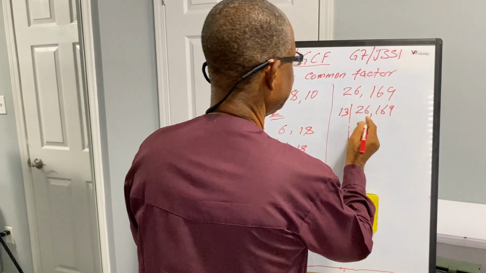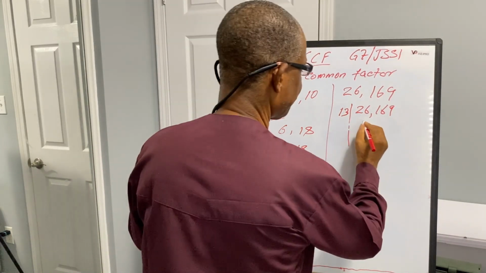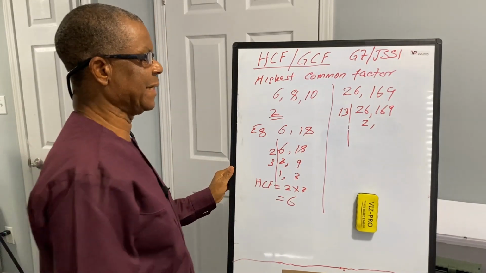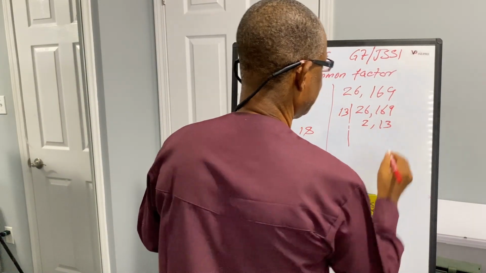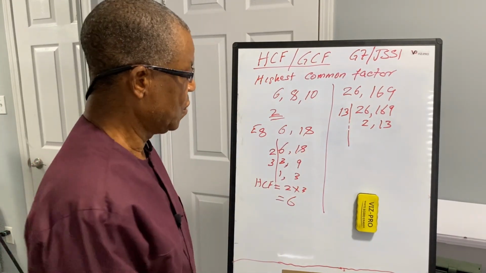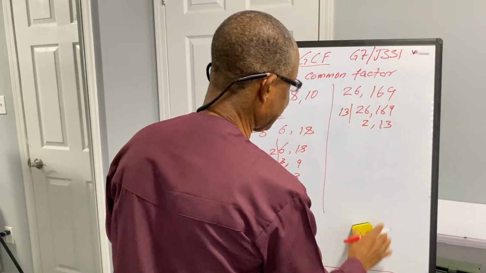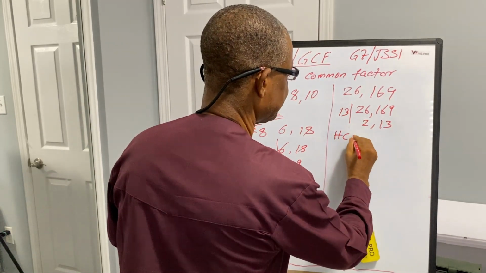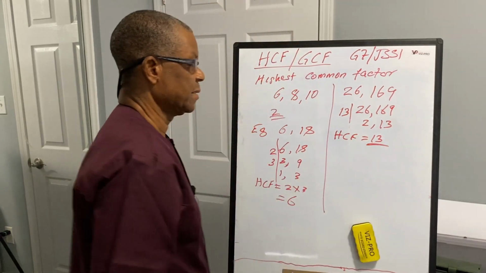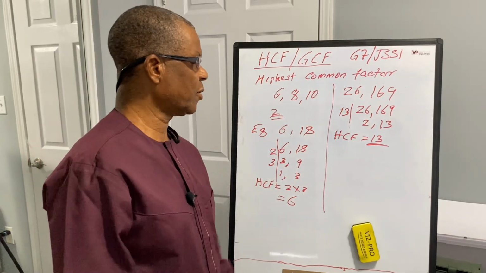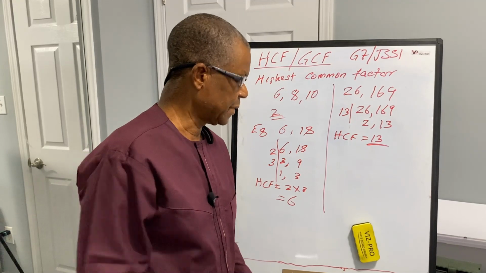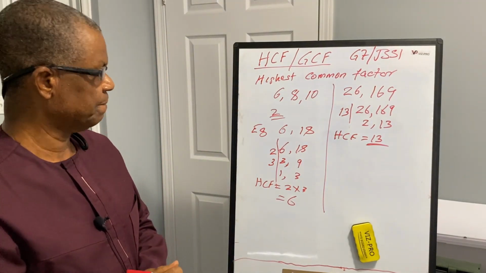So 13 dividing 26 will give us 2, and 13 dividing 169 will give us 13. There is no other number that can divide 2 and 13 without a remainder. We stop so far and conclude that our HCF is equal to 13. The greatest common factor for 26 and 169 is 13. That is our answer for that one.